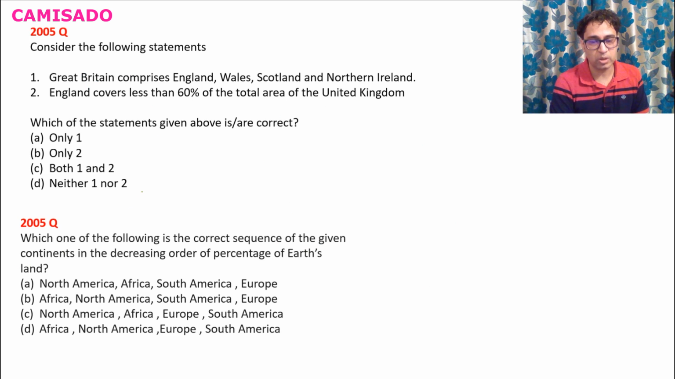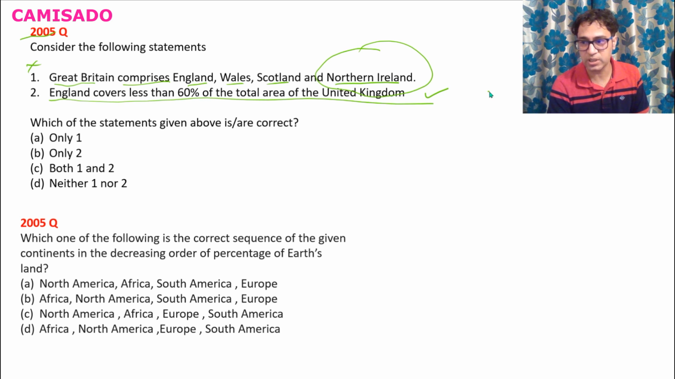Now there was a question also in UPSC in 2005. The first part of the question was: Great Britain comprises England, Wales, Scotland and Northern Ireland. Now we know that Northern Ireland is not included in Great Britain, so this part is not correct. The second part is: England covers less than 60% of the total area of the United Kingdom. This is correct because England covers about 53% of the total area. So therefore the answer to it would be only 2.